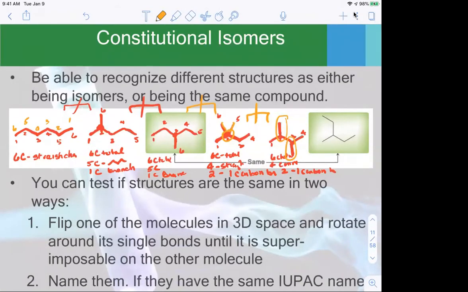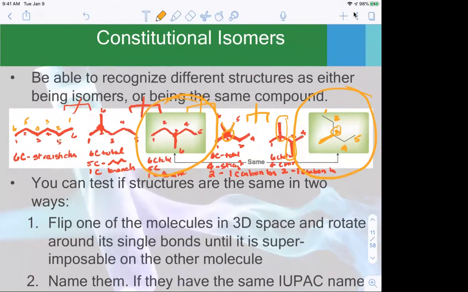So let's look at this last one. I have 1, 2, 3, 4, 5 with a branch off of carbon 3. That's the same thing as this one. So those two are identical structures. The other ones are all constitutional isomers of one another.